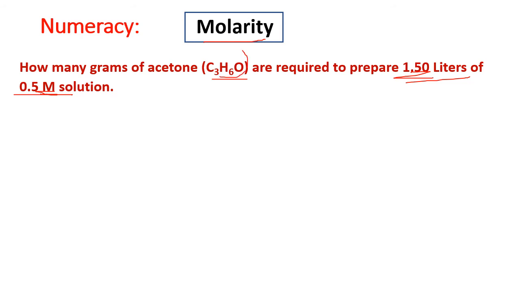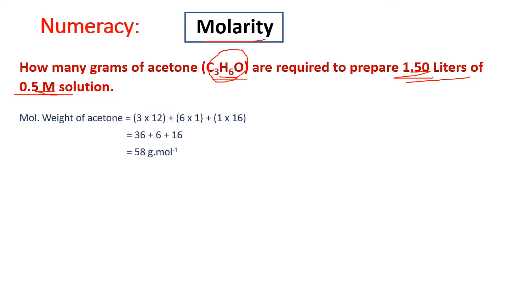Whenever we have a compound, we first need to calculate its molar mass. So here, the molar mass would be 3 times 12 plus 6 times 1 for the hydrogen plus 1 times 16 for the oxygen. You calculate them and then you get 58 grams per mole. Take care whenever you calculate the molecular weight of any compound. Kindly elaborate your answer in a stepwise manner as it's shown here in order to guarantee your marks.